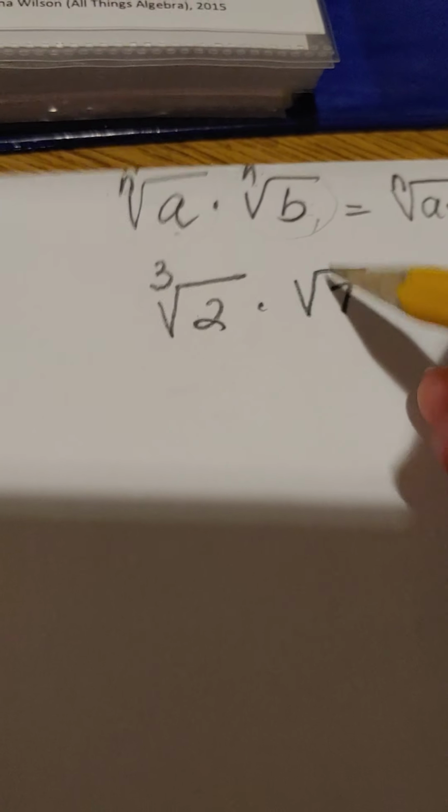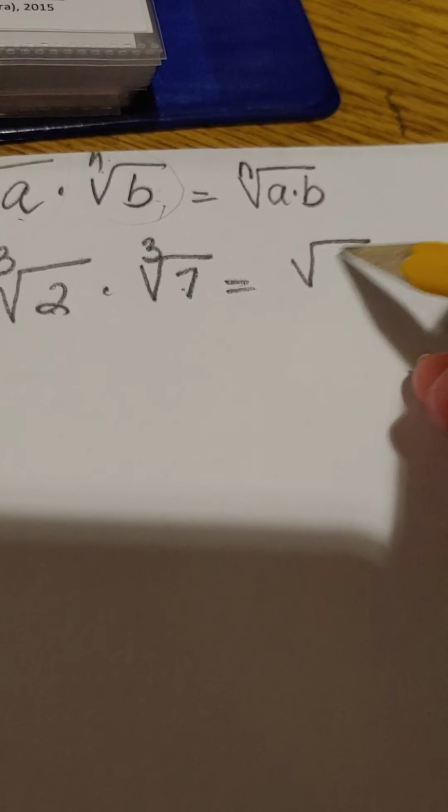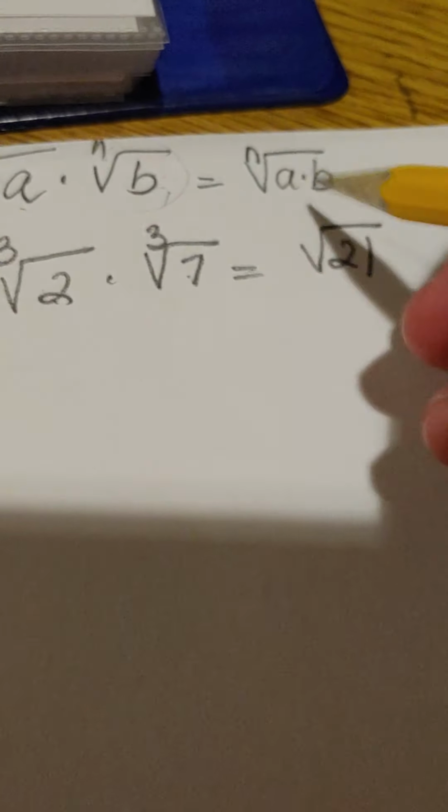For example, if you had 2 and 7 here, you can multiply. 2 times 7 is 14, and then the 3 stays. If there was a 2 right here and a 3 right here, there's nothing you can do. You cannot multiply 2 times 7. So this is just a little bit of explanation.